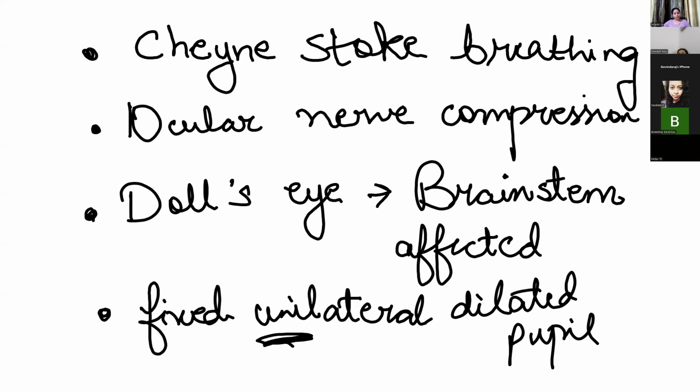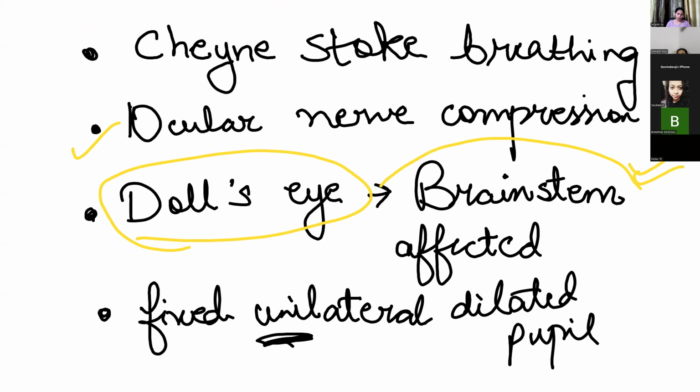Hyperventilation and apnea. First there will be hyperventilation, then apnea. Then ocular nerve compression, doll's eye. The cause of doll's eye is the brainstem being affected. Whenever the brainstem is affected, there will be this symptom, doll's eye.